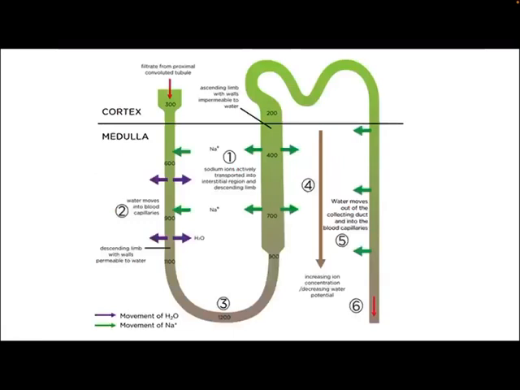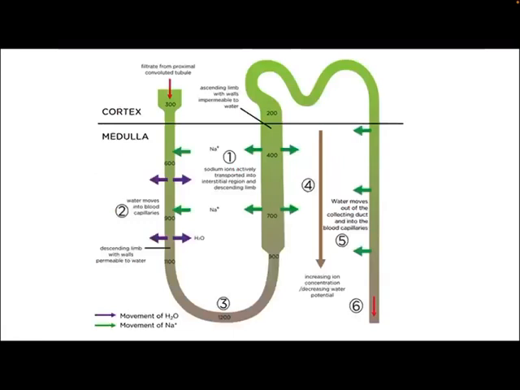So this diagram's showing you just what we've gone through there. So you can see the step 1, where the sodium ions and chloride ions are actively transported into the medulla region, the interstitial region of the medulla. And if you look at the numbers on the ascending limb, you can see that the values are getting less, and that's because you're losing ions, and it's going to become a higher water potential as you move towards the top.